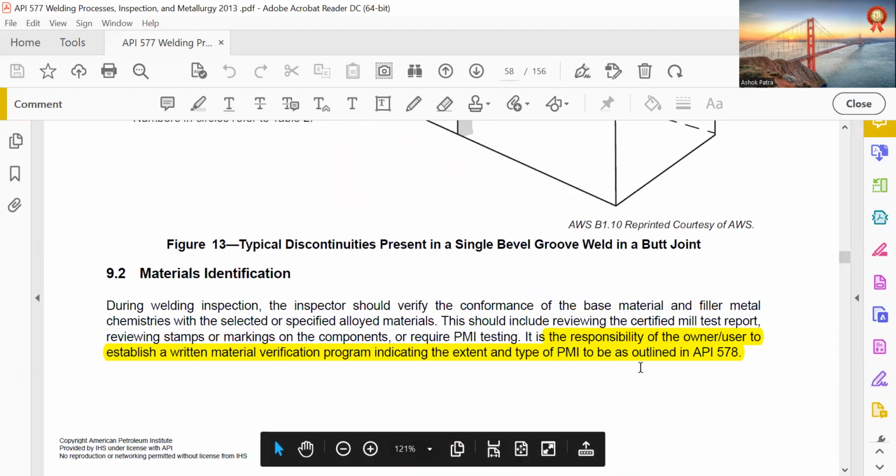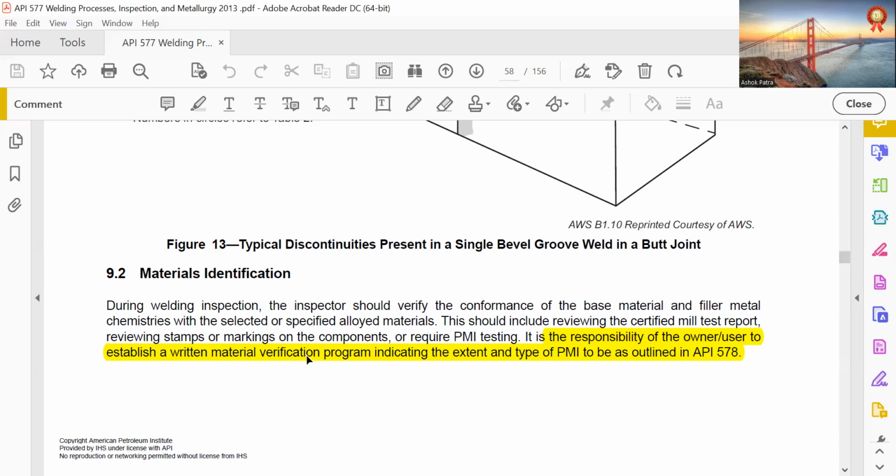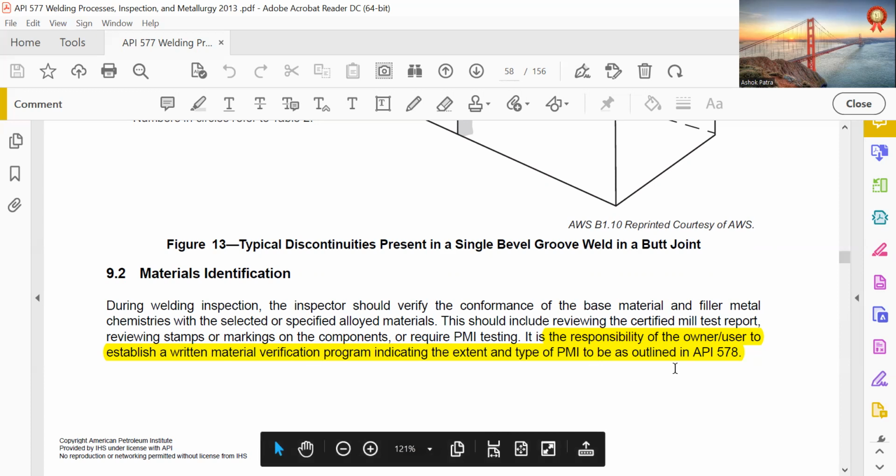Material identification. The responsibility of the owner user is to establish a written material verification program indicating the extent and type of PMI to be outlined in API 578.